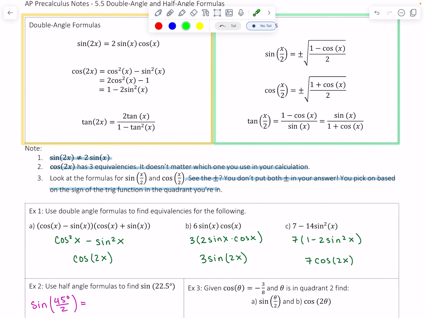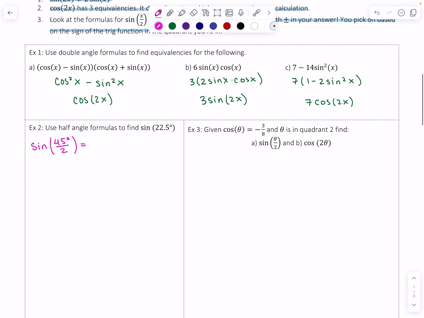We're going to be in quadrant 1, so we're going to use our plus sign, right? Plus the square root of 1 minus cosine of 45 degrees, because that's going to match in here, all over 2. So that's the formula that we're going to end up using. So we now have the square root, the positive amount. We don't need to go ahead and use that negative because we're in quadrant 1. 1 minus cosine 45 degrees all over 2.